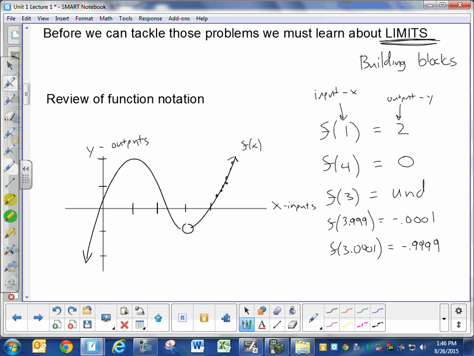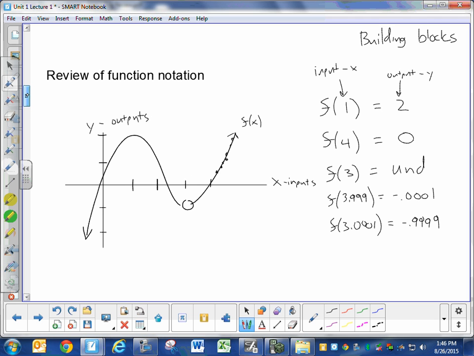Okay? Every single input will have a defined output, except in this graph at that specific spot over 3. Okay, so that's a review of function notation. Now let's talk about what a limit is.